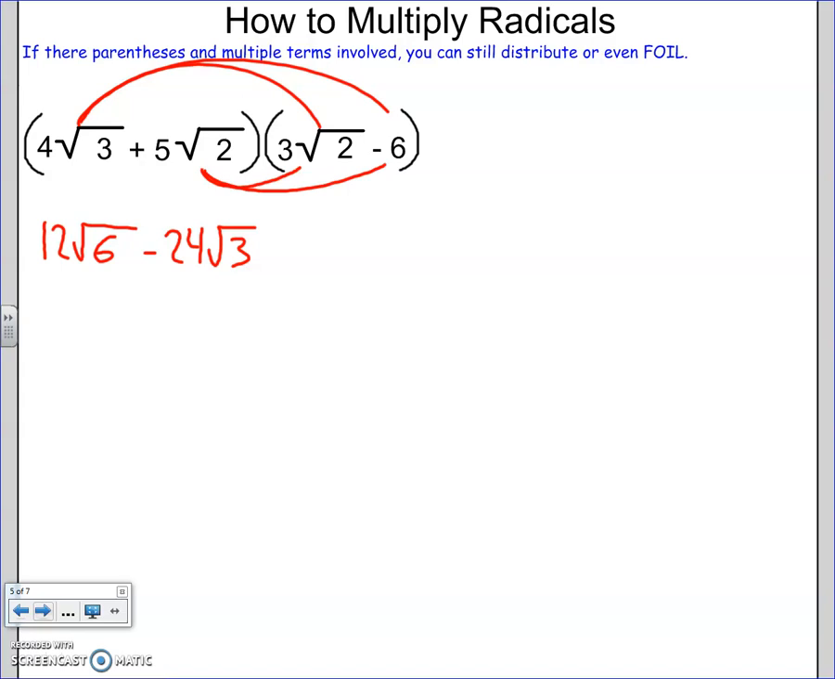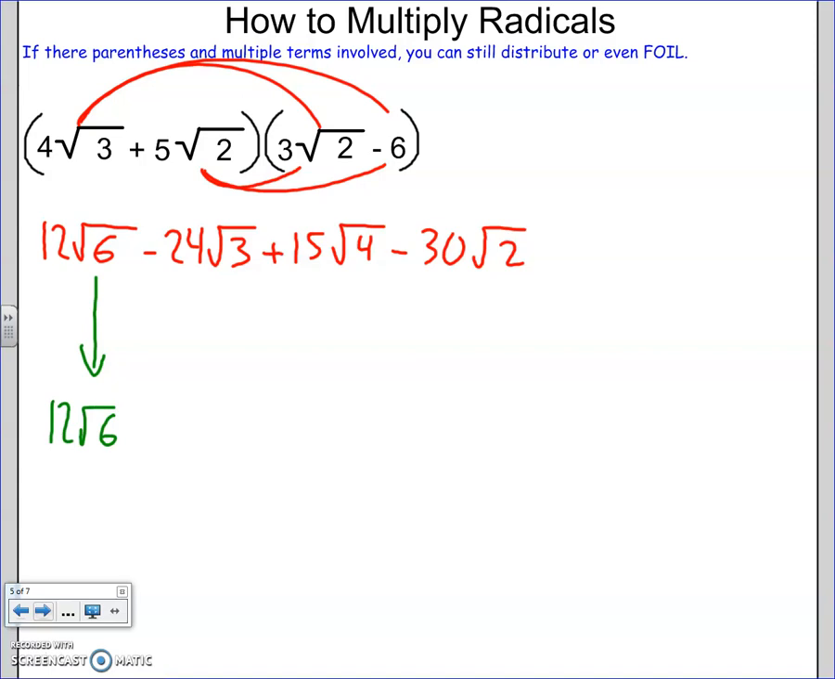So 5 times 3 is positive 15. Square root 2 times square root 2 is square root 4, because the 2's go together. 2 times 2 is 4. And then that's negative 30, square root 2. So right now there's no like terms. I'm going to try to fix things. I can't do anything to this square root 6, so I'll just leave it as 12 square root 6.